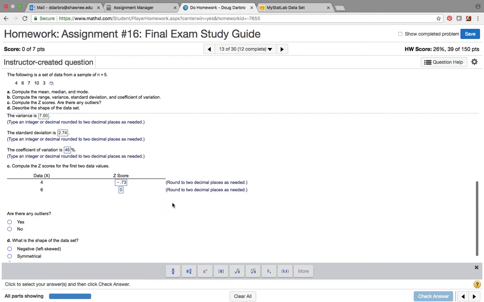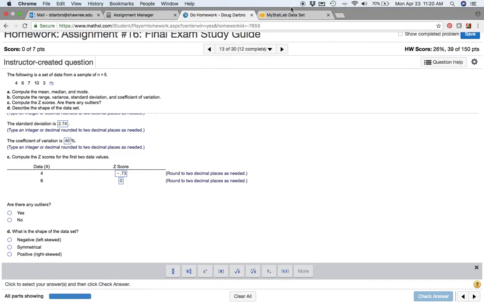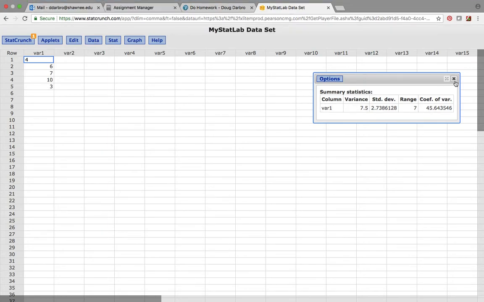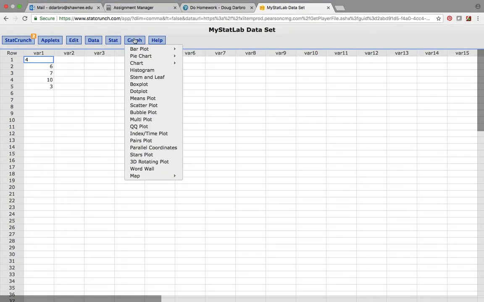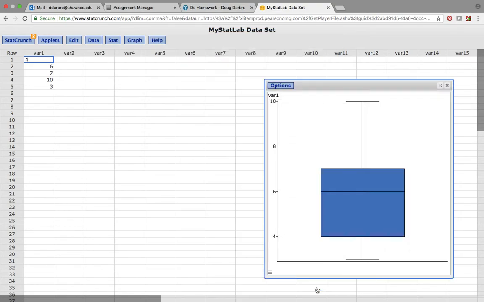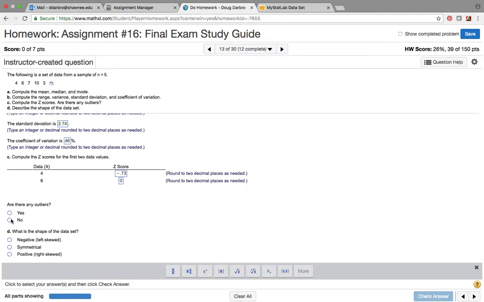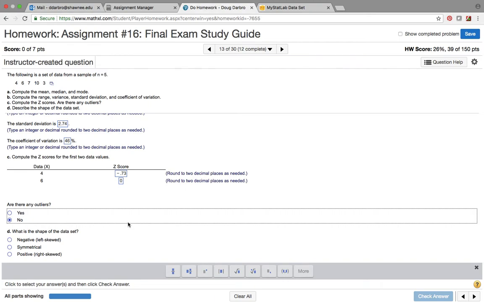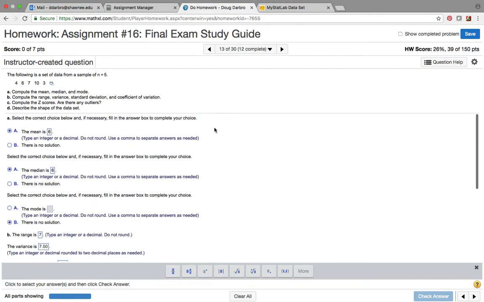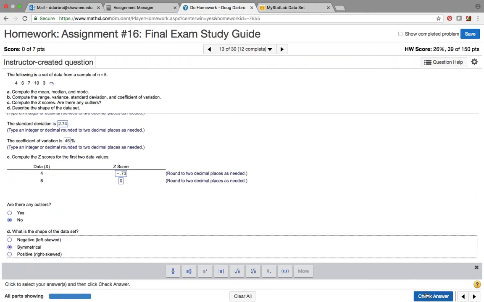Are there any outliers? Well, to find outliers, what we would want to do is construct a box plot. Use fences to identify outliers, and we can see there are no outliers. What is the shape of the data set? Well, guys, let's compare the mean and the median. The mean and the median are the same, so we have a symmetric distribution.